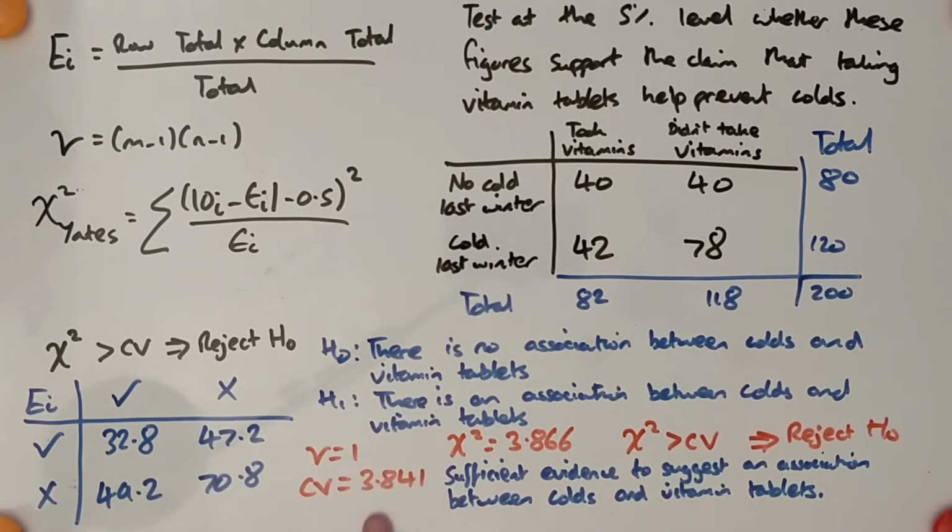Critical value is 3.841 because we're doing it at 5% level. Add up the chi-square values. With Yates, I get 3.866. Chi-squared bigger than critical value. Reject H0. Sufficient evidence to suggest an association between colds and vitamin tablets. Right, on to goodness of fit, just the last thing, and then we're done for chapter 6 on chi-squared.